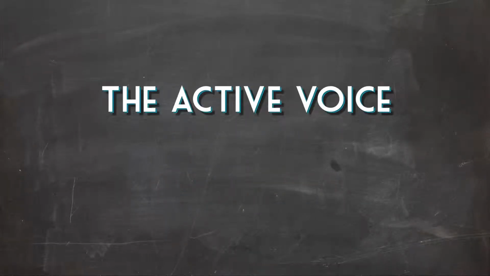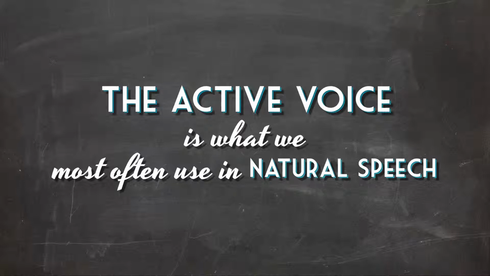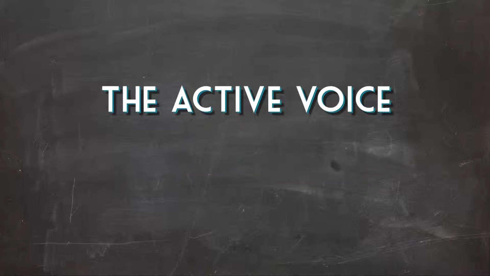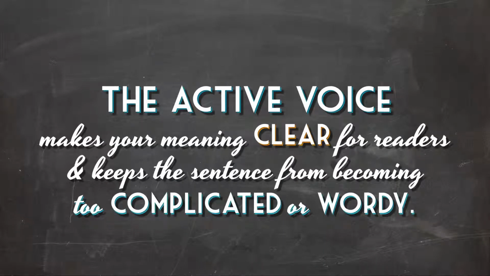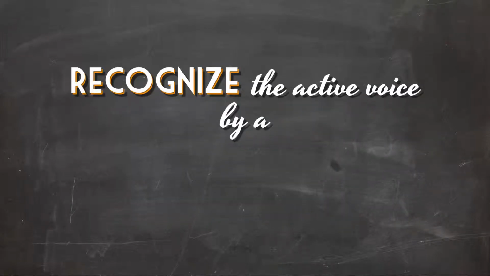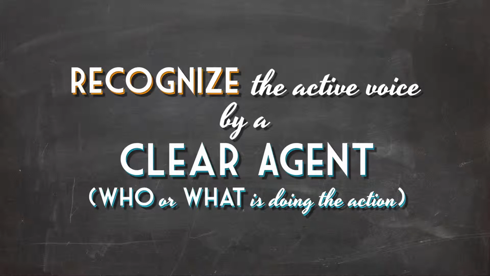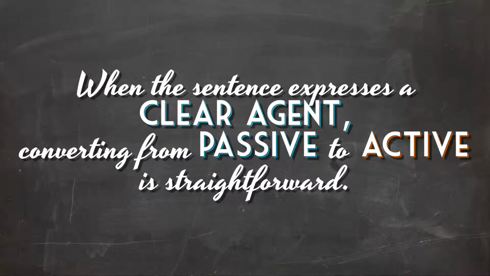The active voice is what we most often use in natural speech. Using the active voice for the majority of your sentences makes your meaning clear for readers and keeps the sentence from becoming too complicated or wordy. You can recognize the active voice by looking for a clear agent, who or what is doing the action. When the sentence expresses a clear agent, converting from passive to active is straightforward.